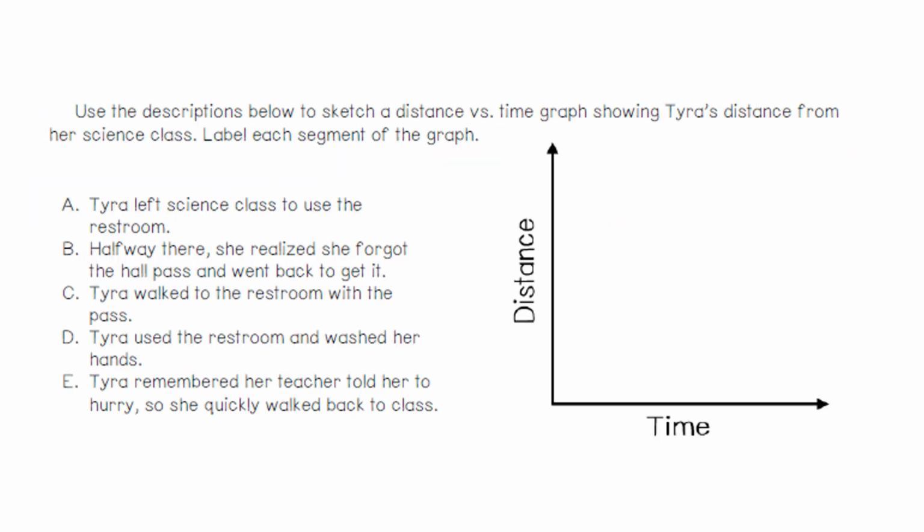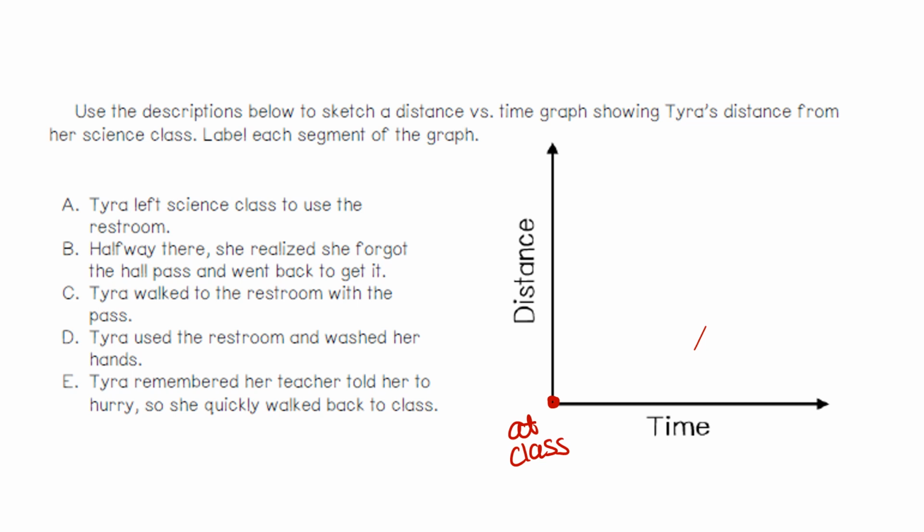Use the descriptions below to sketch a distance versus time graph showing Tyra's distance from her science class. So remember, this is distance from class. So this 0 point down here is going to be at class. She's 0 distance away. She's at class.